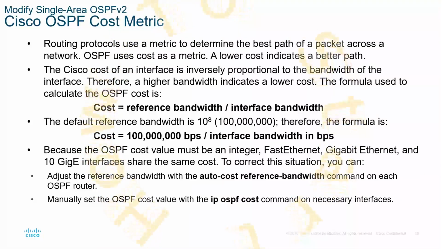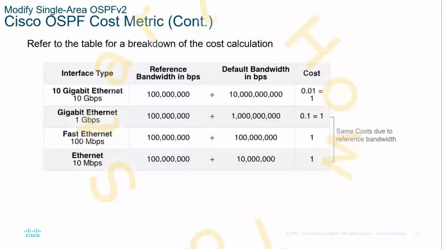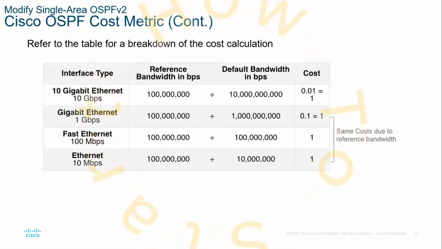Because the OSPF cost value has to be an integer, things like Fast Ethernet, gig, and 10 gig share the same cost. You can modify this with the auto-cost reference-bandwidth command so that we can get different values. Again, Fast Ethernet, gig, and 10 gig are all set to 1, even though realistically they are not the same. So by doing the adjustment, we can get the appropriate bandwidth.